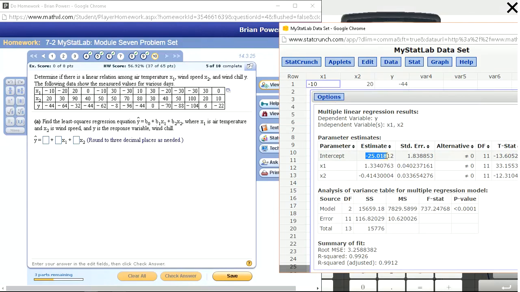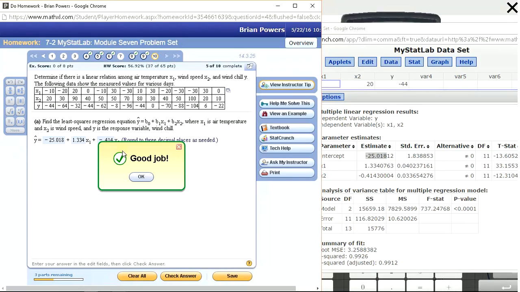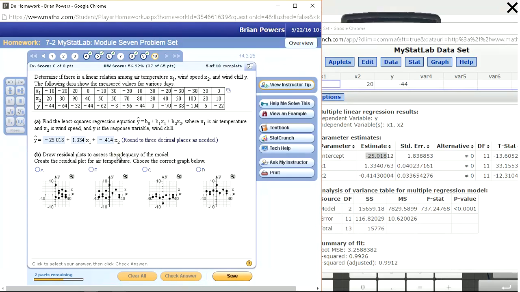We have our intercept, and we have, let's see, 3 decimal places. I can do that. x1, I can just type it in, 1.334, and x2, negative 0.414. Everything looks good. Next, a residual plot to assess the adequacy of the model, residual plot for air temperature.